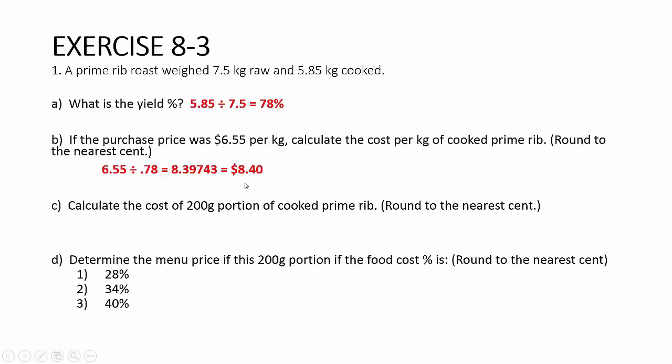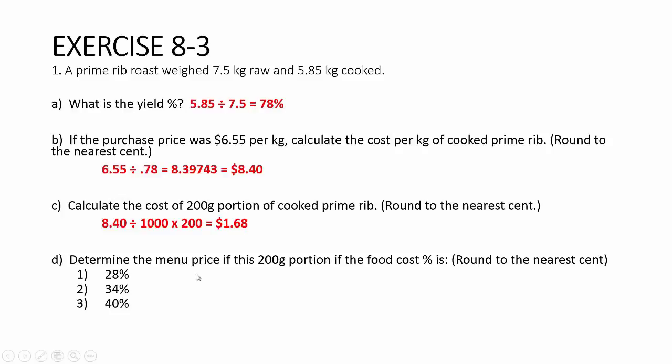Let's take this one step further. We now know that an EP cost per kilogram is $8.40. We need to calculate the cost of a 200-gram portion of our cooked prime rib, simply because we're probably selling our prime rib in 200-gram portions. So now we're unit costing. We take our EP unit price, $8.40, and divide it by 1,000 because there are 1,000 grams in a kilogram, which gives us the cost of 1 gram. We multiply that by the 200-gram portion, and we see that a 200-gram portion of cooked prime rib is $1.68.